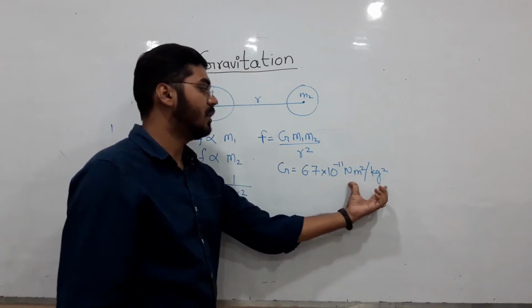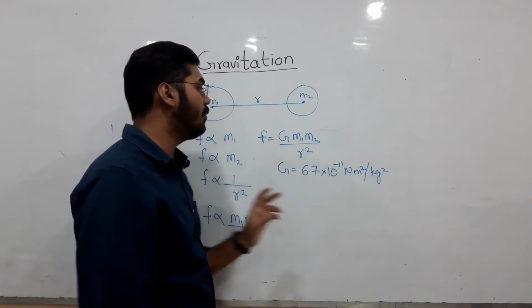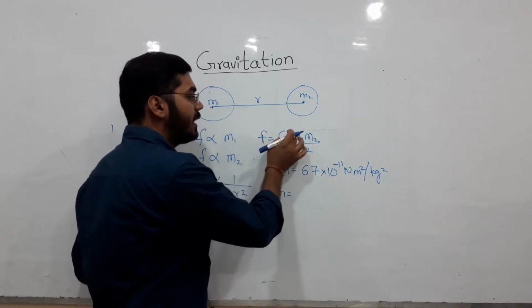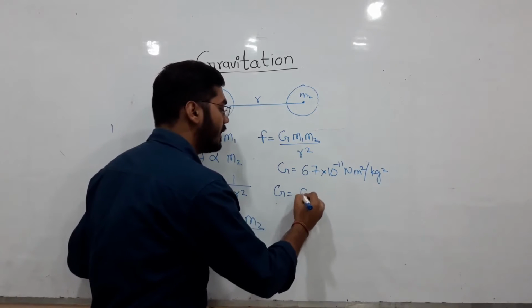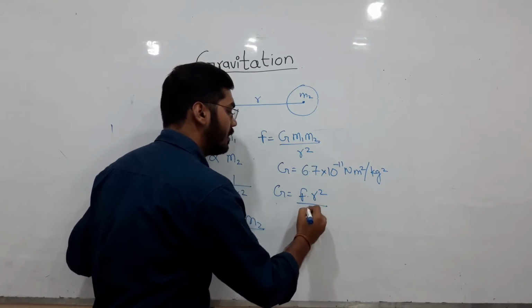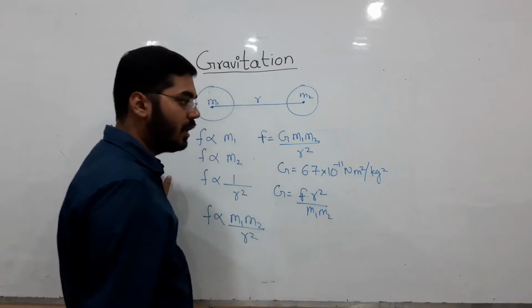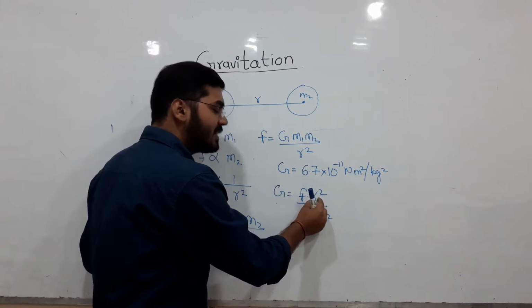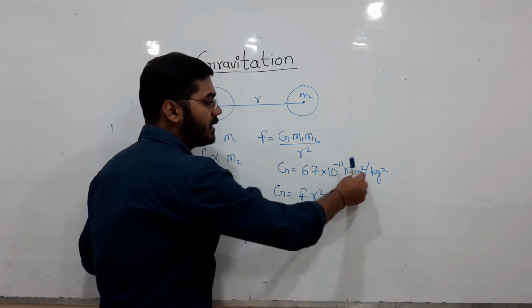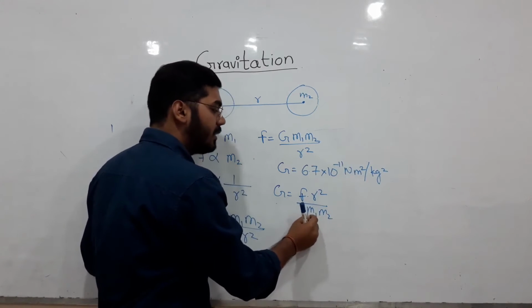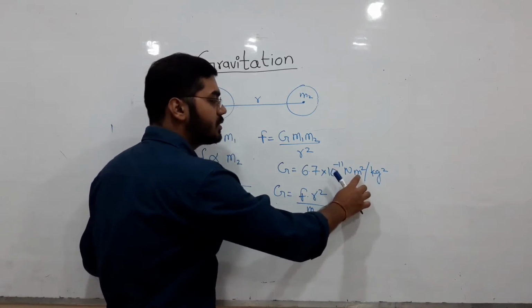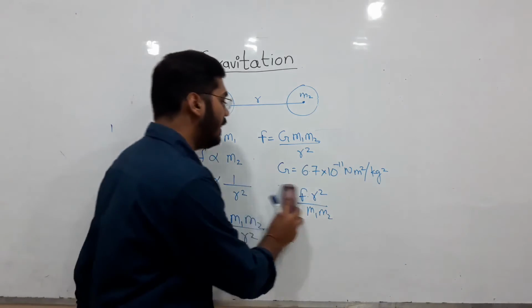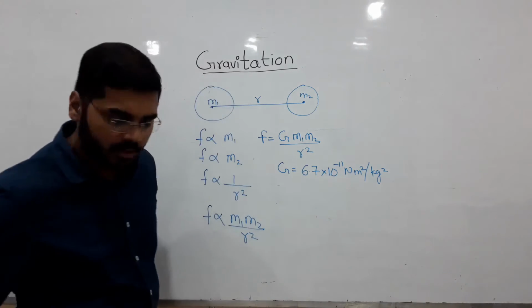So this unit seems a bit different, but how does it come? So put all the things on the left side and G on the right side. So what will you get? Force r square upon m1 m2. So force is measured in Newton, distance is measured in meter, and the square sign is there, so Newton meter square, and in the denominator kg into kg is kg square, so Newton meter square per kg square. So I think it is clear how this unit came, and this value is calculated through an experiment.